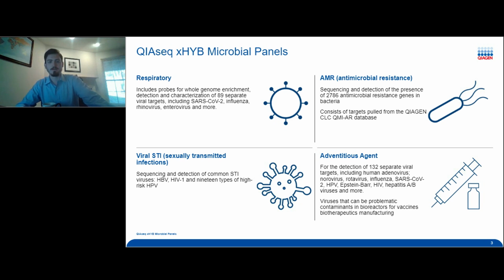The content of all of these panels will be displayed in this talk today, but they're also available on the QIAGEN.com product page, where we have the actual list of the viruses that are targeted. Each viral panel targets the whole genome of each virus that is present in the panel, while the AMR panel is specific to the AMR gene that the targets are for.